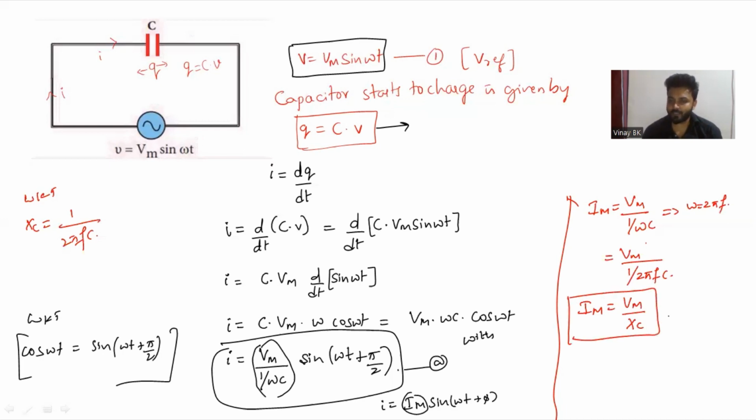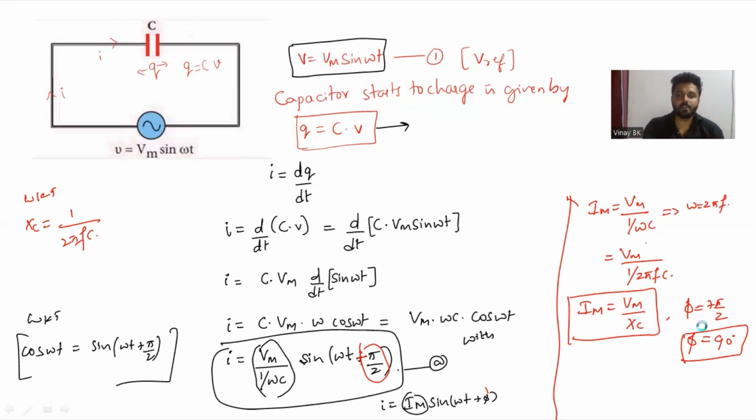Now we compare the phase angle phi. Phi is nothing but plus pi by 2. Plus pi by 2 is nothing but 90 degrees. That is the phase angle of current.